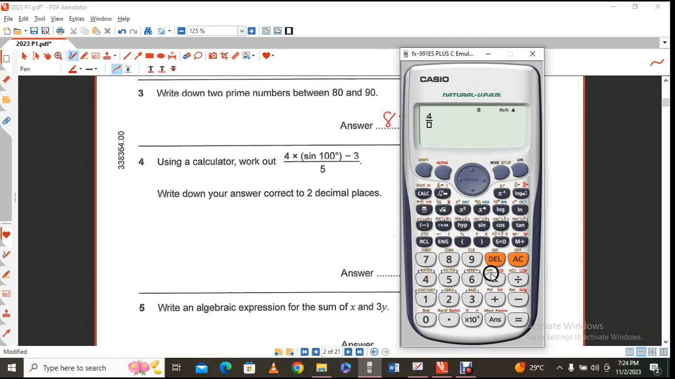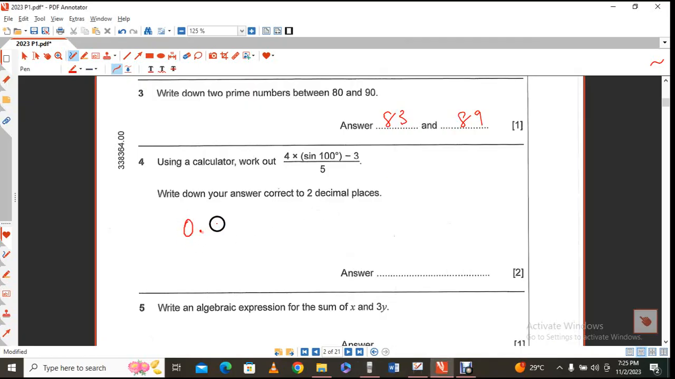So you've got 4 times, well, if your calculator has a virtual display like this, you should not have a problem. Make sure that your calculator is in degree mode, because you have sine of 100 degrees. Go ahead and close that, and then you say minus 3 upon 5. Hit equal to, so you get that long decimal, which I would recommend that you write down.